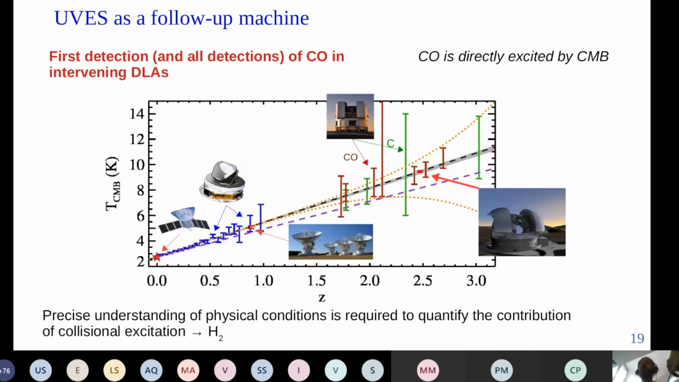But if we want to improve this, we need to quantify the contribution of collisional excitation. So for example, with the ELT, we should have a very precise measurement of the excitation of CO and get a very precise measurement of the temperature. Now, the accuracy will depend on how well we can model the physical conditions. And for this, observing H2 is absolutely needed.